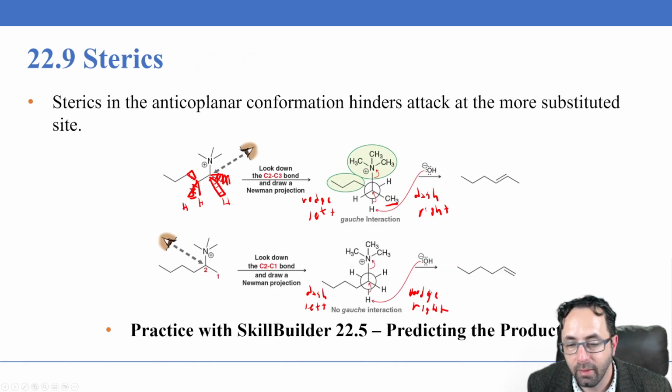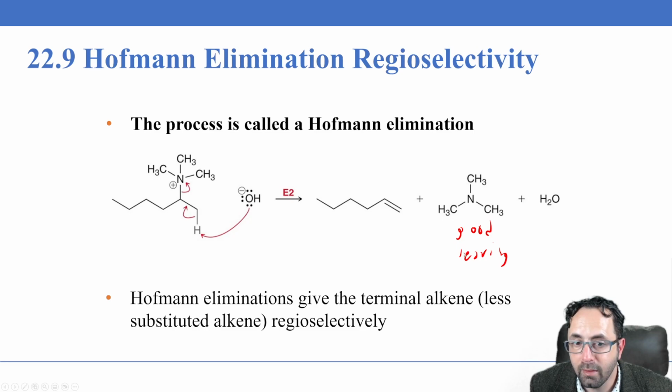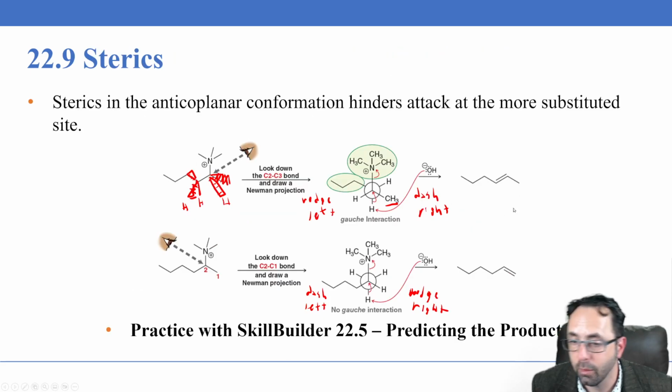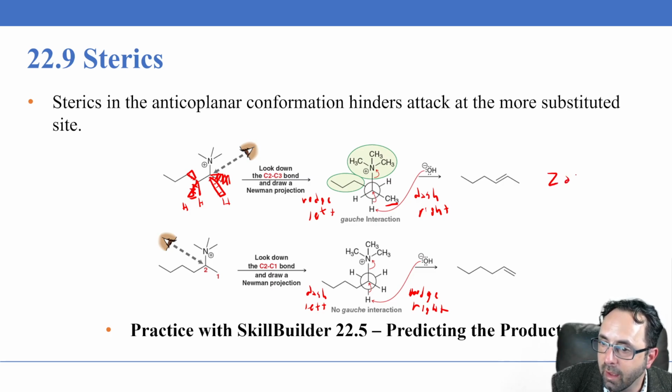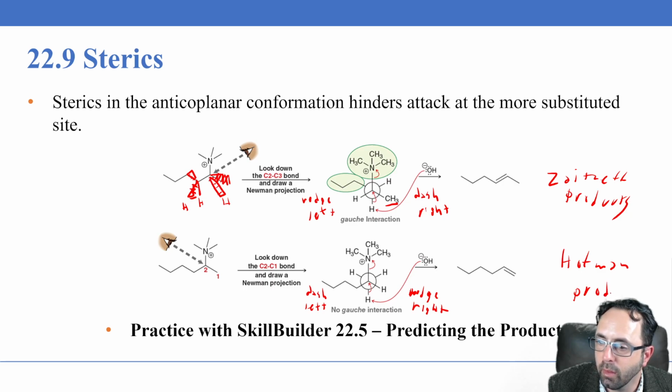And so that is the reason why this reaction here will produce a less substituted alkene rather than a more substituted alkene. And this is referred to as the Hofmann elimination. And recall we had the Zaitsev versus the Hofmann product, right? Going back here, we used to call this the Zaitsev product of elimination, and we would call this the Hofmann product. And it's the same thing we're talking about here.